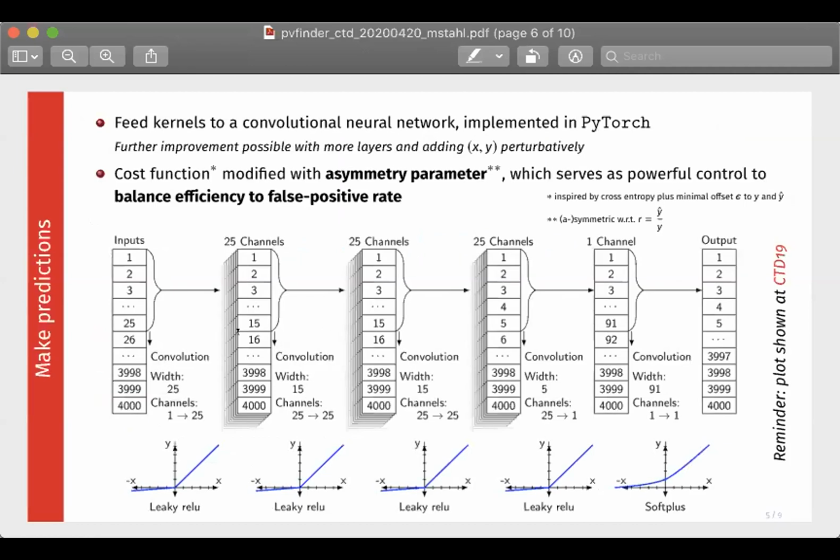Then the following step is feeding these kernel density estimators into the convolutional neural network that is implemented in PyTorch. And we have seen now further improvement is possible by changing the architecture of this convolutional neural network. So the network shown here is a snapshot of the one that we had in 2019.